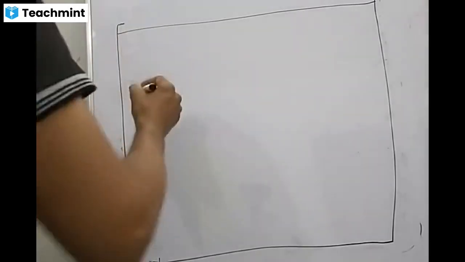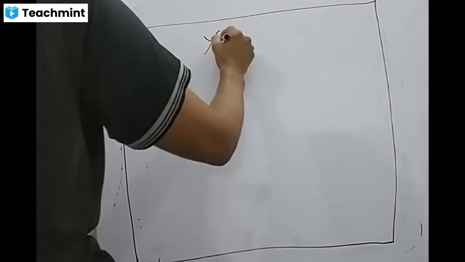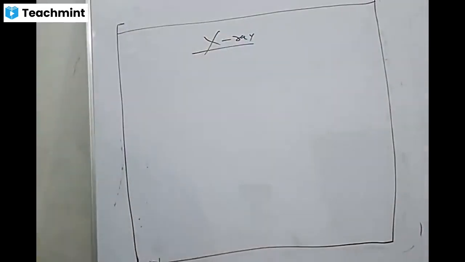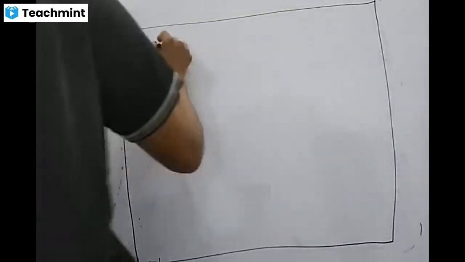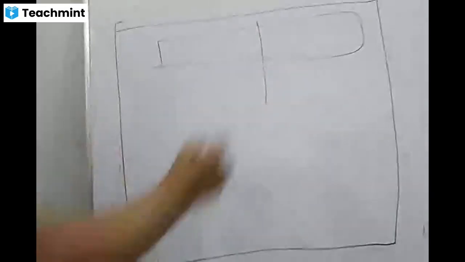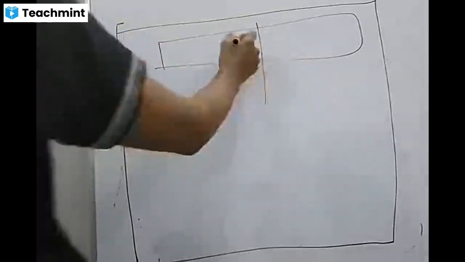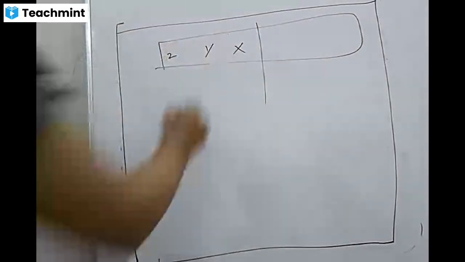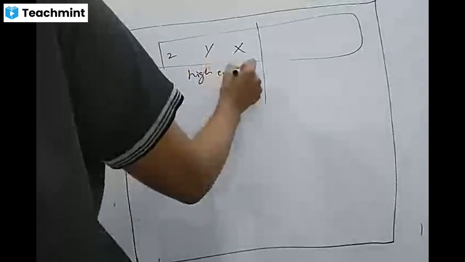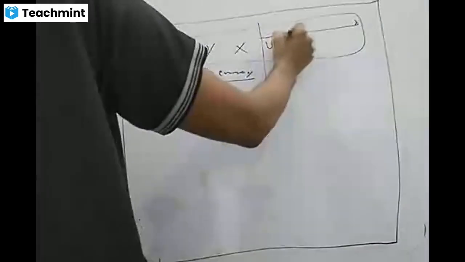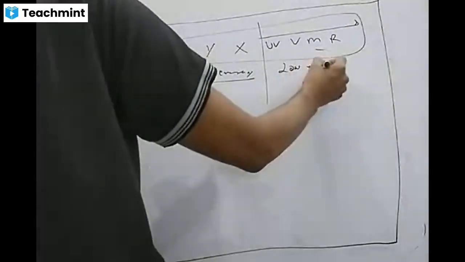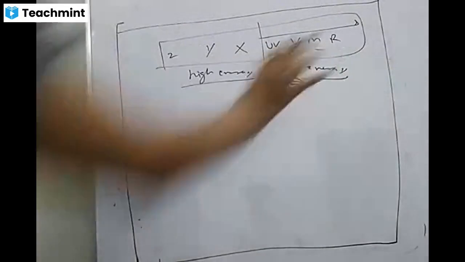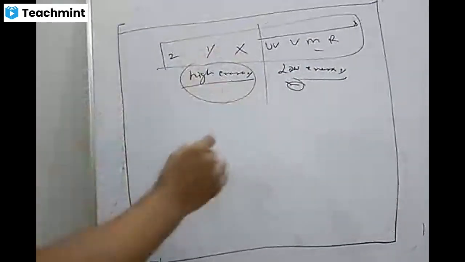So in the last class, we were discussing our electromagnetic spectrum, where it was divided into two parts. This part was X, Y, Z, and these were your high energy radiations. And the remaining portion were UV rays, visible, micro, radio, and all others. These were your low energy radiations, and these are high energy radiations.